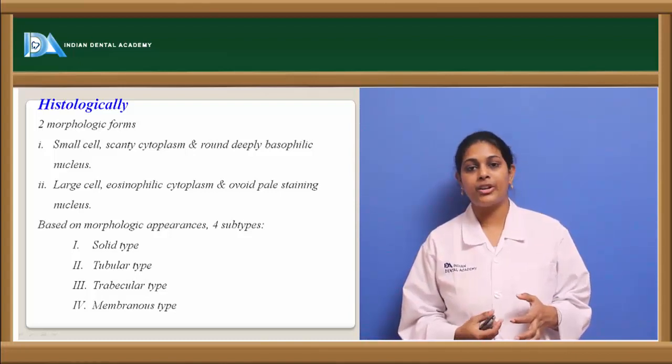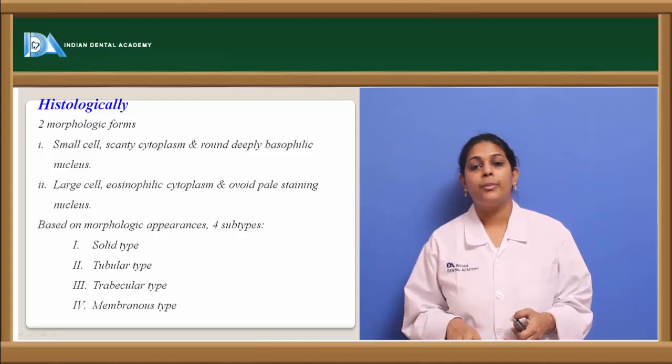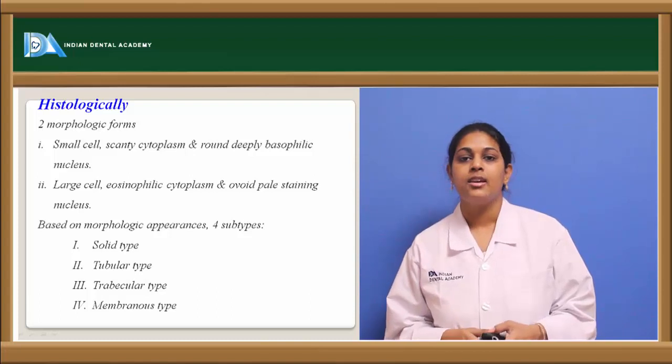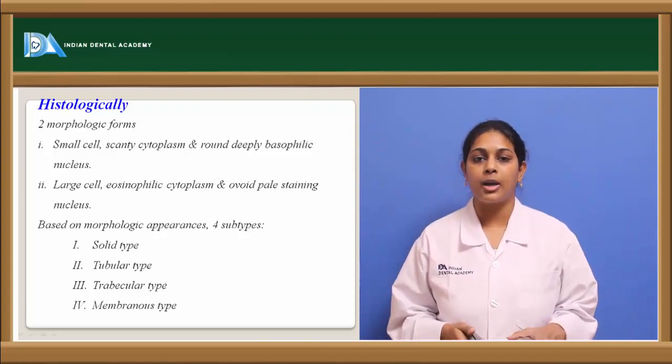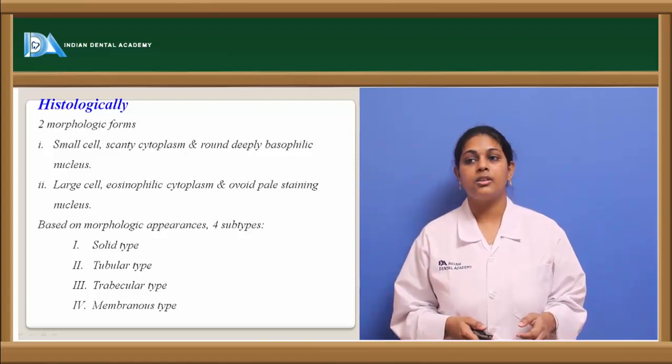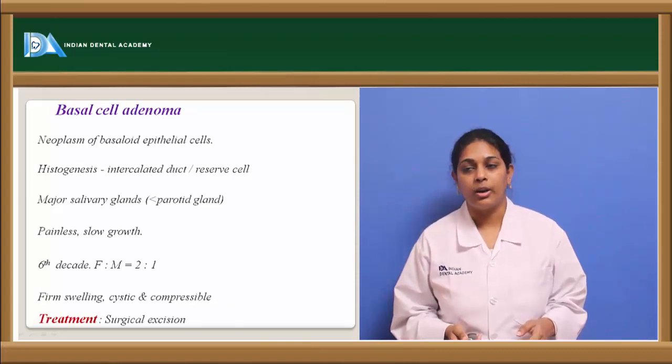Then coming to the membranous type, where we see much eosinophilic staining along with certain cystic spaces, which gives us a membranous type of arrangement. So this is what we have about the basal cell adenoma.